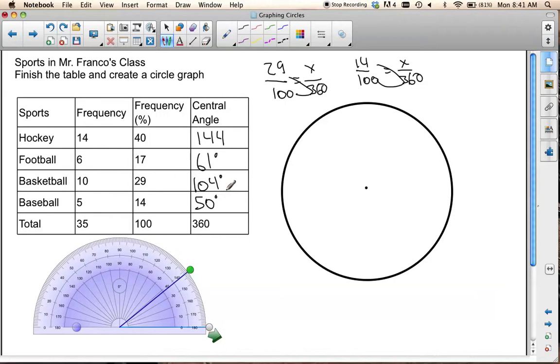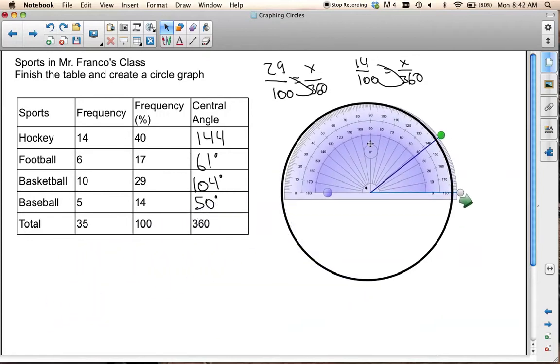Now if I add them all up, so if I add up 144 plus 61 plus 104 plus 50, I should get 360 degrees. I end up getting 359, but that's because we ended up rounding. Being off by a degree or one is not the end of the world. But now I need to map each one of these. So we need to remember how to use our compass.